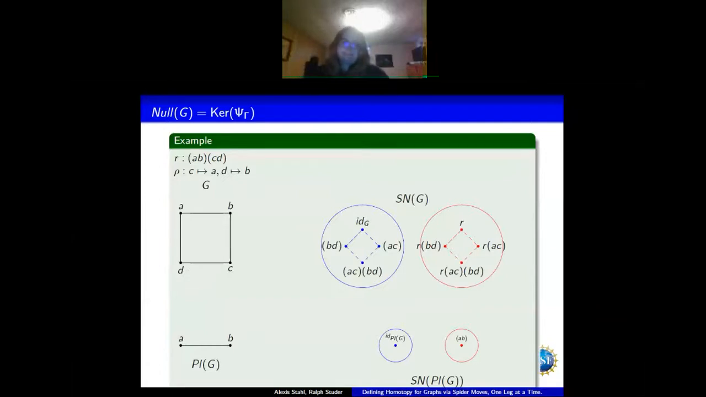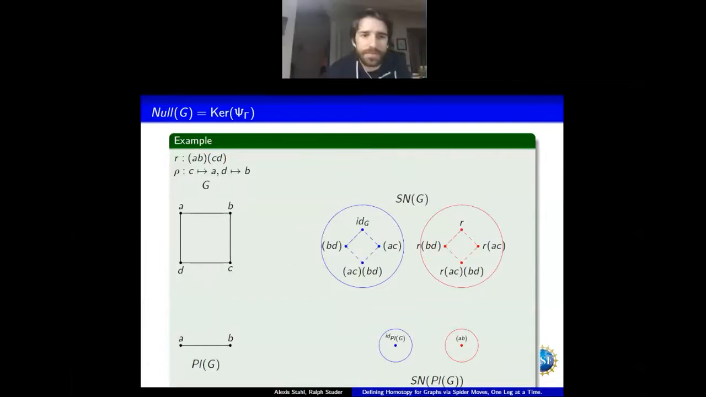So we have the same thing here in a little bit simpler example. Looking at C4, the pleat is just K2, and we can see that the left side of SN G is Null G or Null C4, and each one of those is mapped to the identity of pleat G once again, as there's only two components in SN pleat G. So everything that's in Null G is mapped to the identity, and anything that's composed with the reflection is mapped to the other component. So we can see again that Null G is the kernel of our group homomorphism.